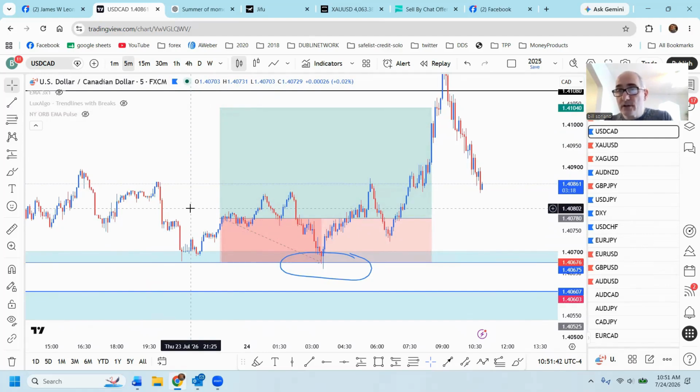I already took my 150 trades on my funded account, not all of them. I didn't take all of them, but I journaled 150 trades using my New York opening range breakout EMA pulse indicator and strategy. It's like 151 trades over 10 weeks. We ended up with, I believe, 89 wins and 62 losses, so a 59% win rate with that strategy.